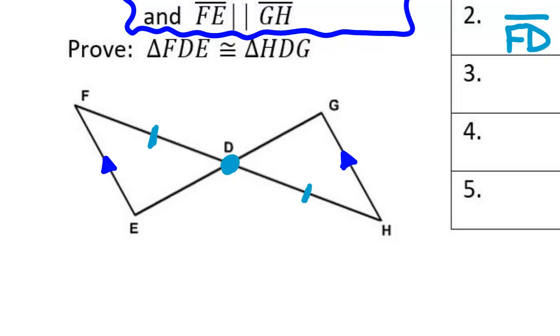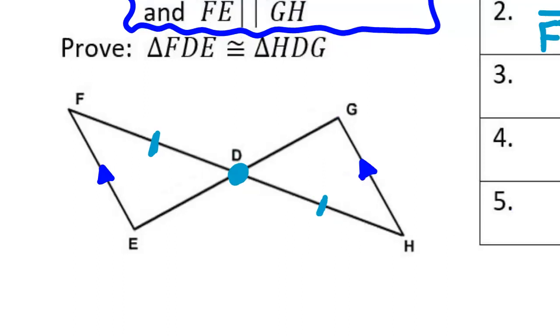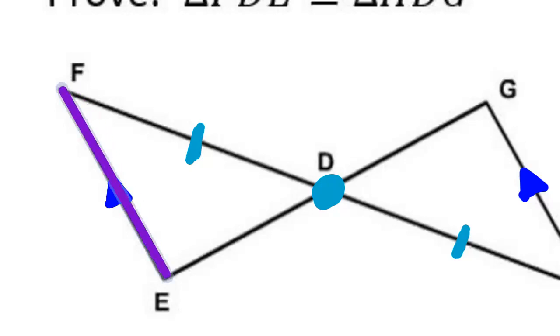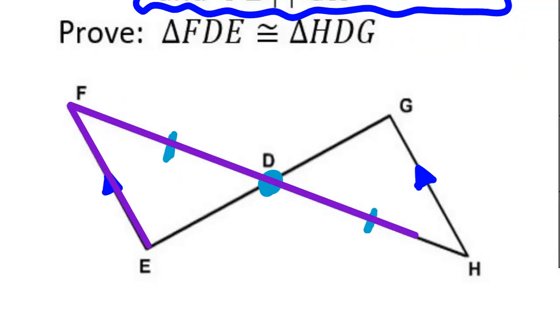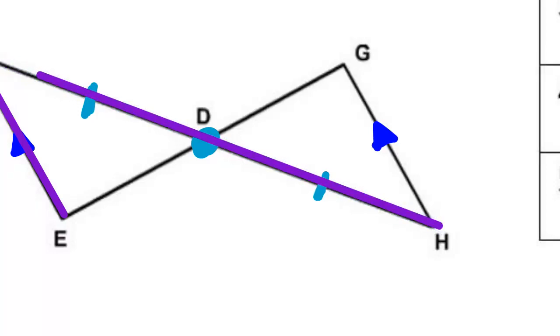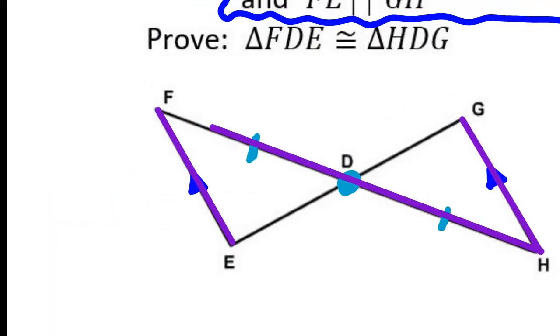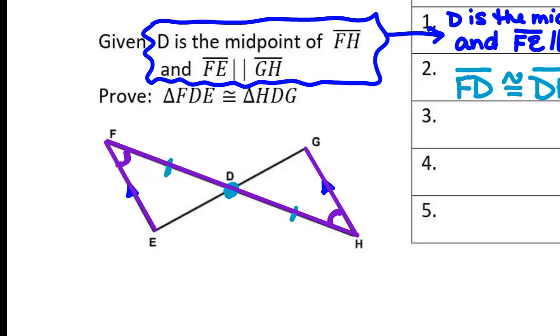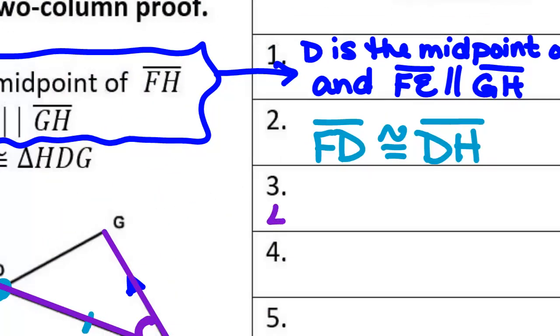How can I use the parallel information? What'd you say? Form a Z. We're going to make our Z shape here. And when I make that Z shape, it lets me find what special angle pair. Alternate interior angles, yes. So I can make a Z that goes this way. So I can mark these alternate interior angles. I could say that angle F is congruent to angle H.